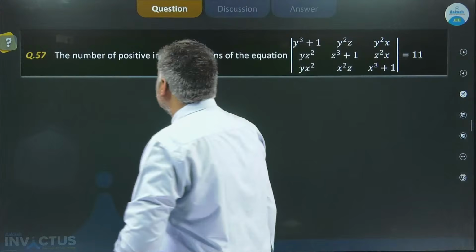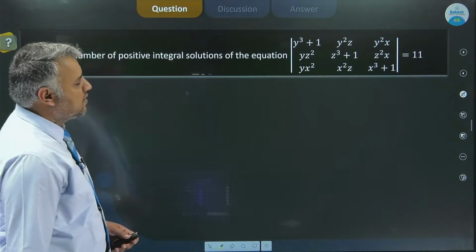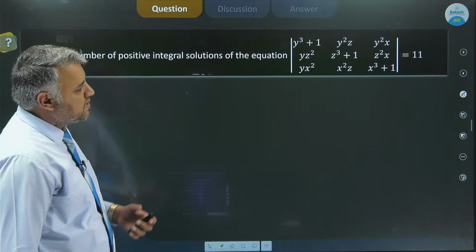So let's move on to the last question. This is a quite easy question. Number of positive integral solutions of this equation. The equation is expressed in the form of a determinant.